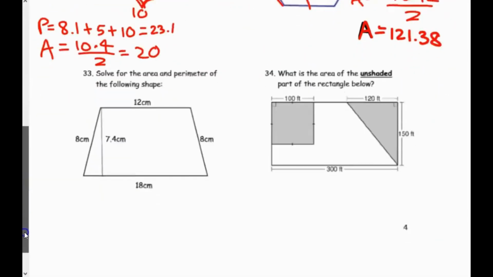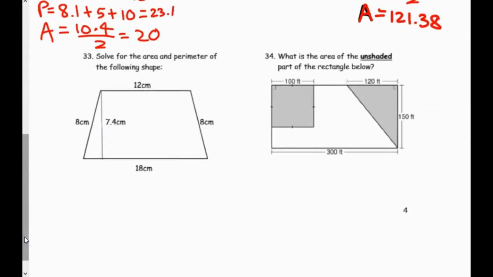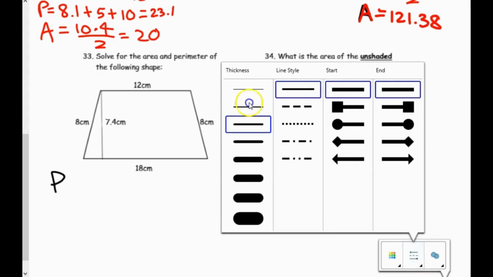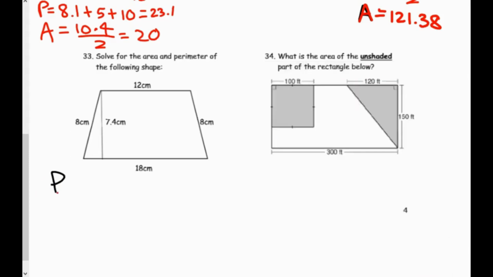Cool. 33. Solve for the area and perimeter of the following shape. Now, luckily, we have everything we need right here. So for a trapezoid, well, first perimeter. For perimeter, add up all the sides. 8 plus 12 plus 8 plus 18, 46.